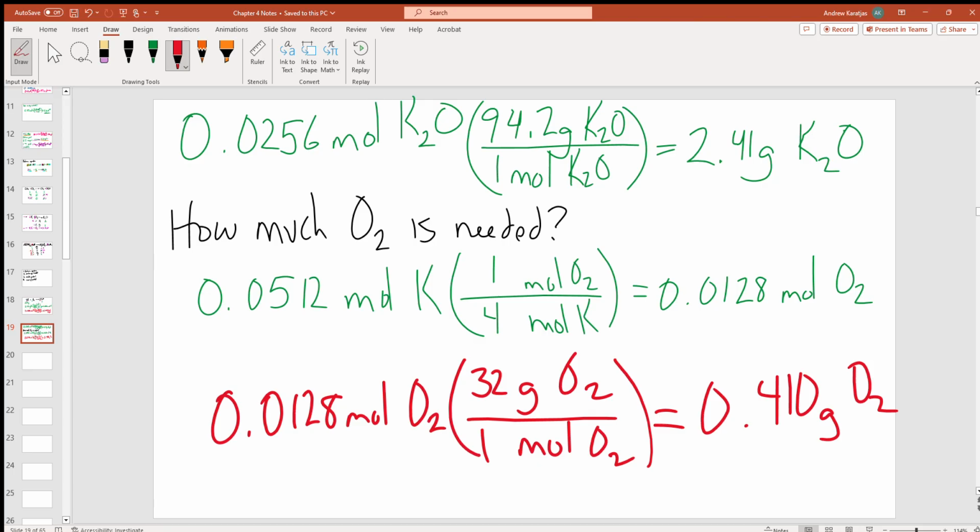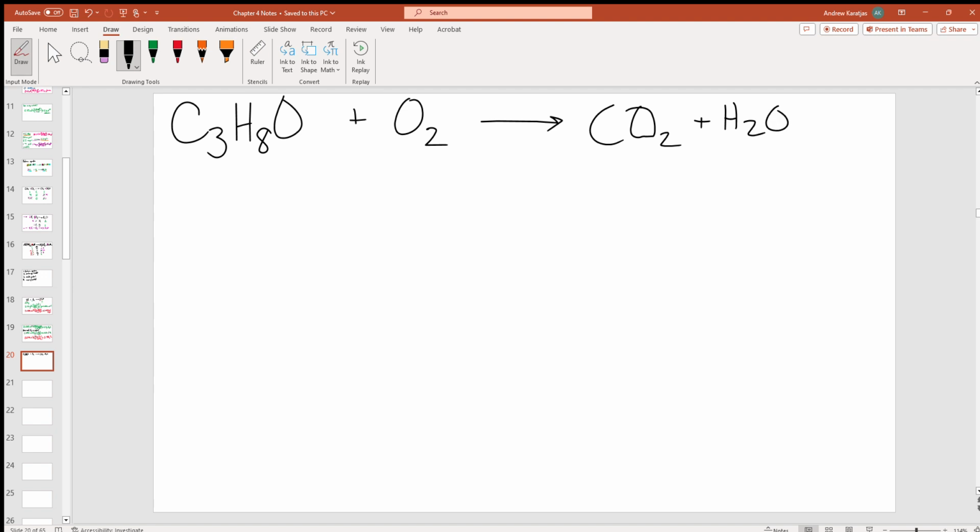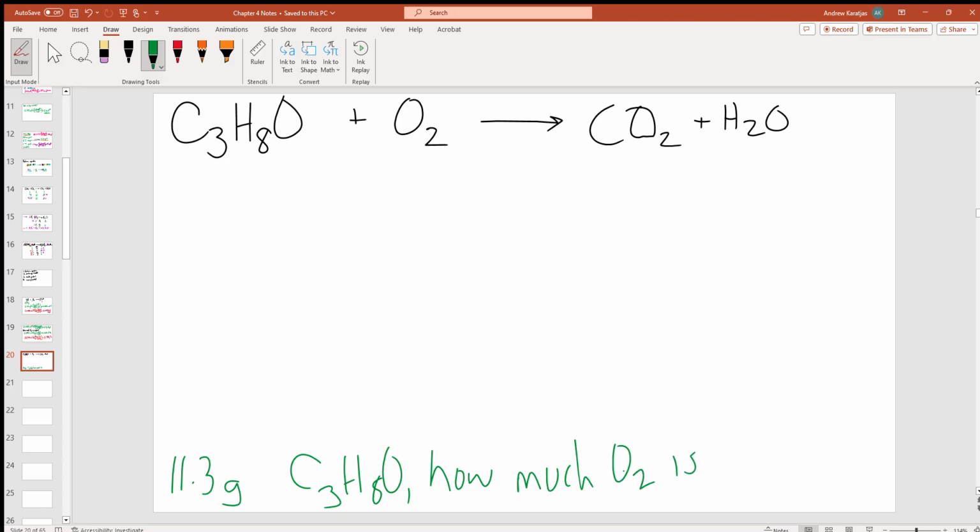All right, let's do another one. C3H8O plus O2 gives us carbon dioxide and water. And so the question we're going to ask is, if we have 11.3 grams of C3H8O, how much oxygen is needed? And then we're going to calculate the amounts of each of the products that would be formed.